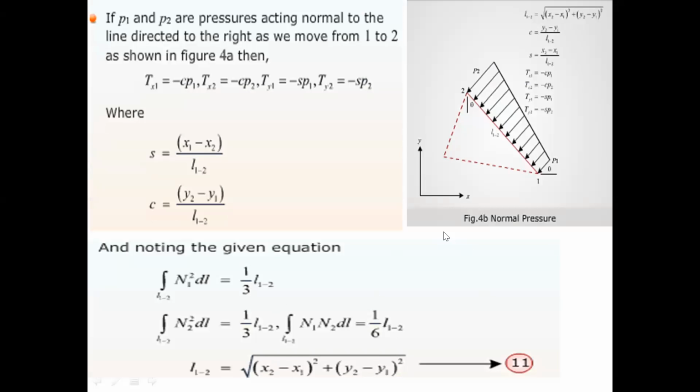Then if you have multiplications of N1 N2, the length integral of N1 N2 is N1 to the power a, N2 to the power b, where a is 1 and b is 1. So 1 factorial into 1 factorial into length by 1 plus 1 plus 1, that means 1 by 3 factorial, or 1 by 6. So you would get 1 by 6 into length.